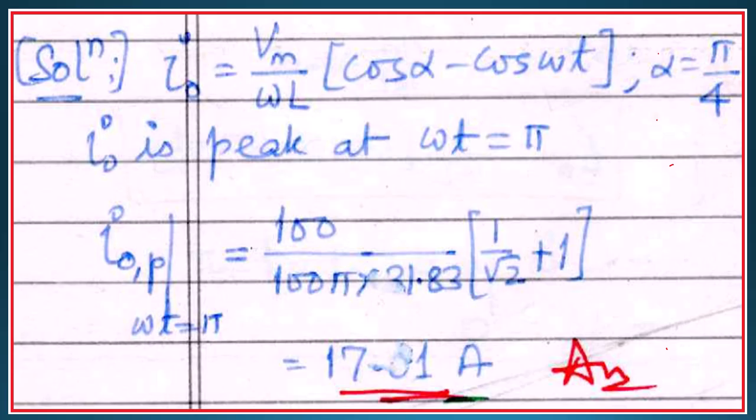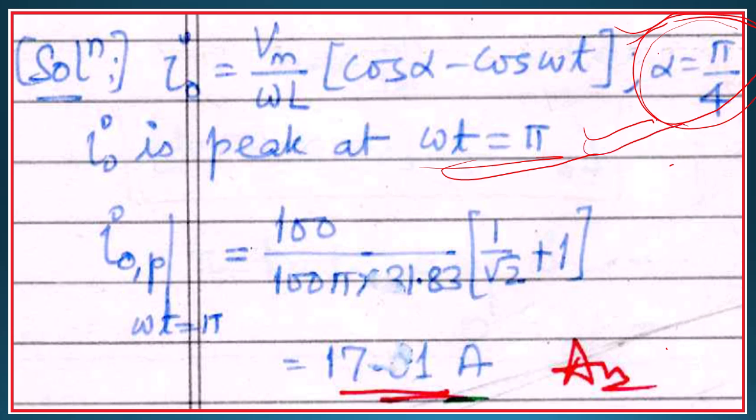So how to calculate this? This is simple. You can see this, I naught is equal to Vm upon omega L times cos alpha minus cos omega t, as we had seen just now. Alpha is equal to pi by 4. How is this alpha equal to pi by 4? You can see from the earlier slide where we had switched on the circuit at 2.5 millisecond, so that is equivalent to alpha equal to pi by 4. So I naught is peak at omega t equal to pi, as we had discussed right now.